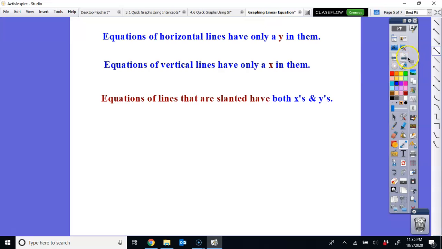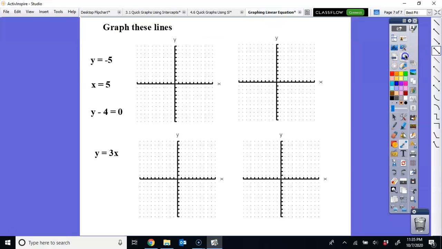So if you ever run across vertical and horizontal lines, they're not extremely common in real life. All you have to do is look at it and say y equals -5. That means the y value is -5 the whole time across the graph. And so all I've got to do is be able to count down to -5. And I'm not going to be able to get this perfect here, but down to -5 and put a horizontal line.